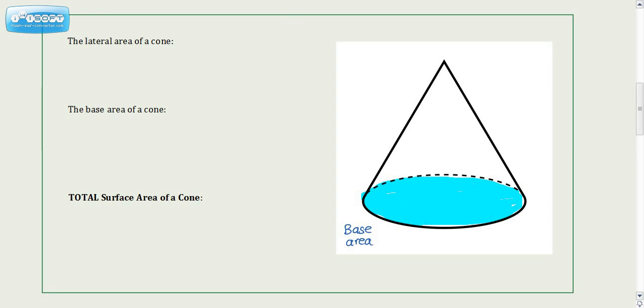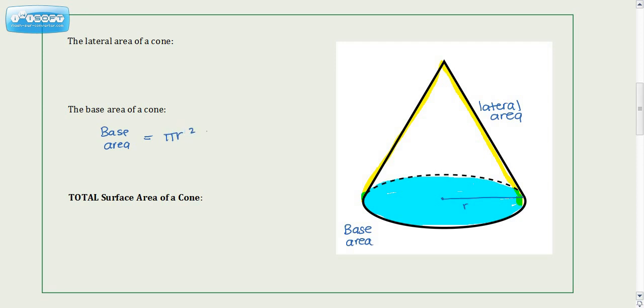Then there's also the lateral area, which is if I were to cut open this cone and peel apart this side. That's the lateral area. Now we know the base area because it's simply a circle. If I have from the center point to the side, which is the radius, called r, the base area is simply equal to the equation of the area of a circle, which is pi r squared.